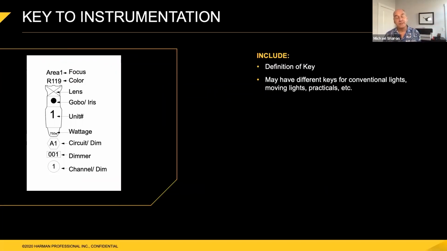So next thing, key to instrumentation. Here is where you're really going to define what the information is that you're including on your drawing and how it's going to be organized. You may have a different key for different types. You may have one for your conventional fixtures that have dimmers and channels. You may have another one for your automated lights that don't have any dimmers. You may have another one for video elements and different things. You may have multiple keys, but you need to be able to look at it and instantly know that, oh yes, this is how we reference this stuff.